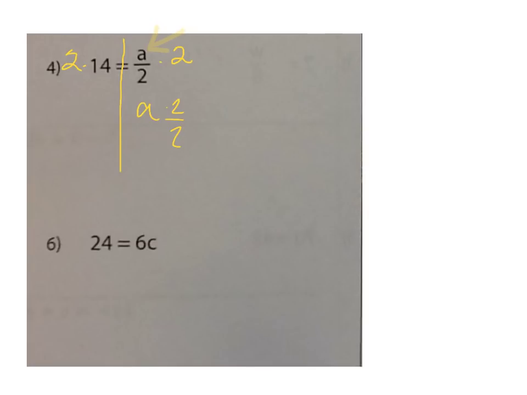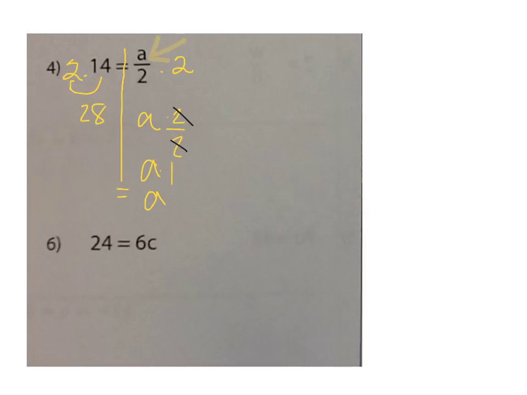So 2 divided by 2 equals 1. And we can show that 2 divided by 2 equals 1. And that leaves you with a. So then we come on this side and we say 14 times 2 is 28. Okay. That means a is equal to 28. And we can check that by substituting a in a divided by 2. Substitute a with 28. 28 divided by 2 equals 14, and that's a check.